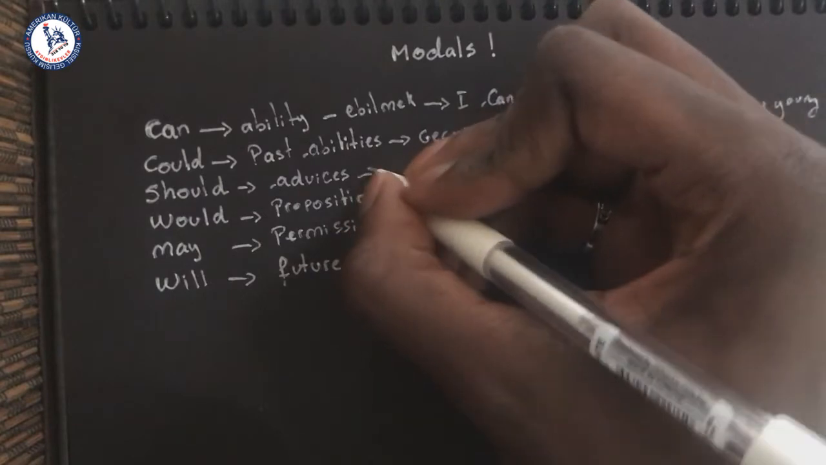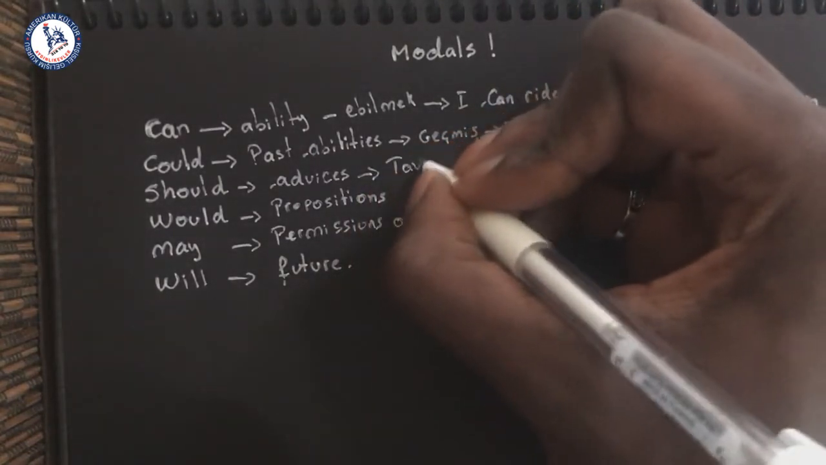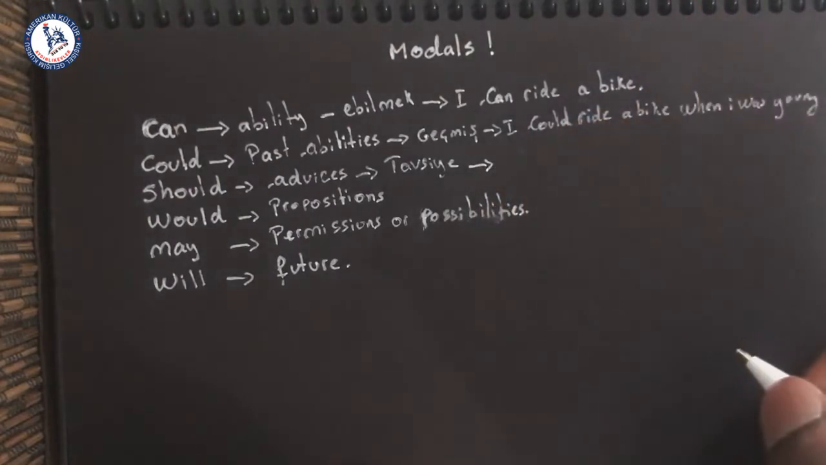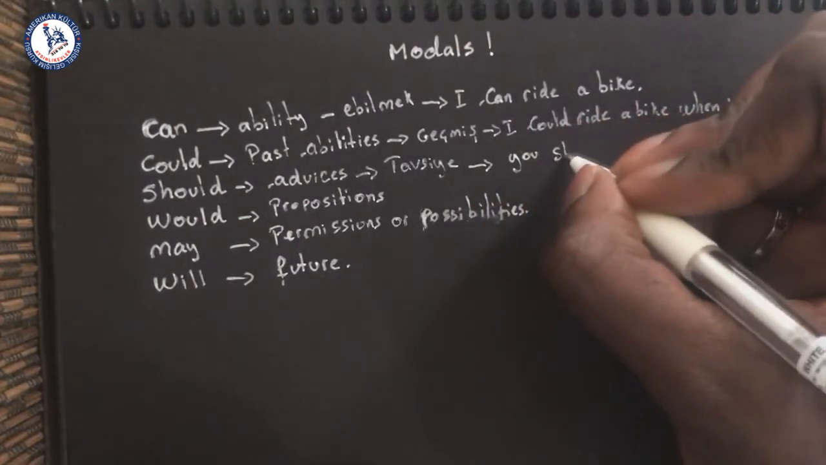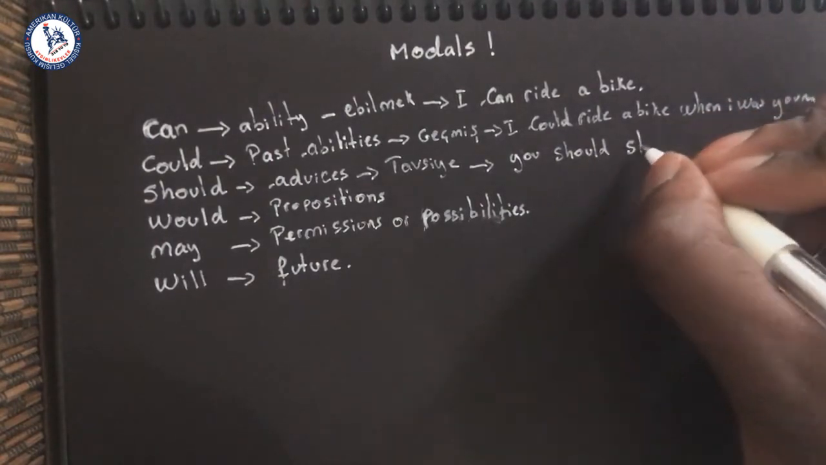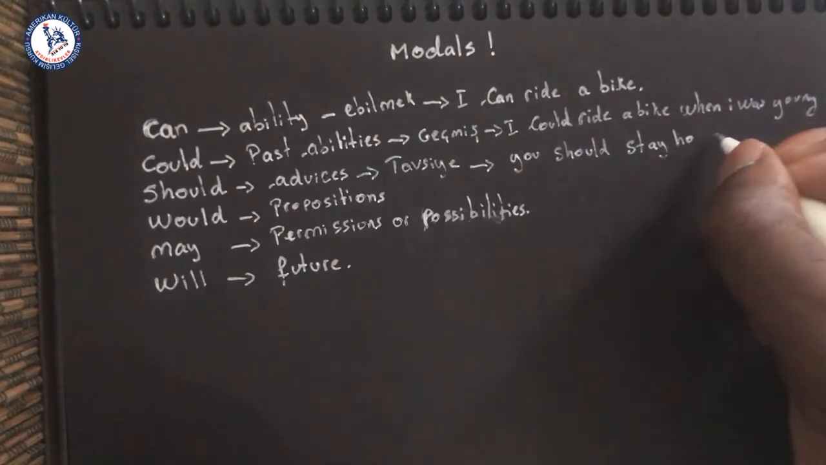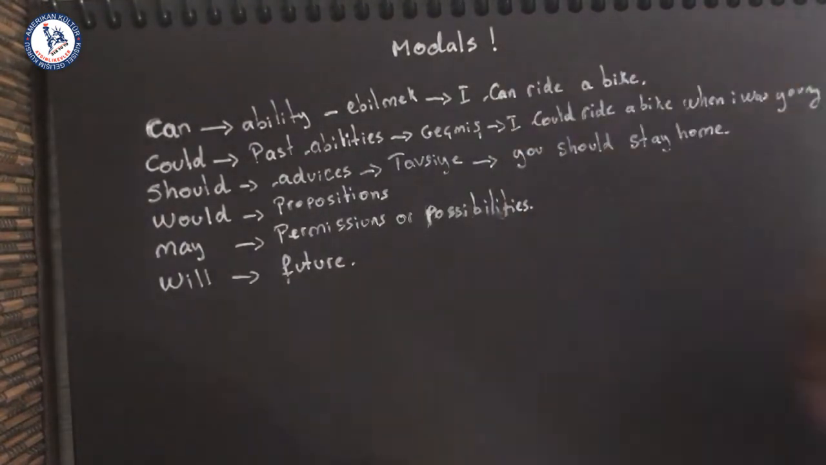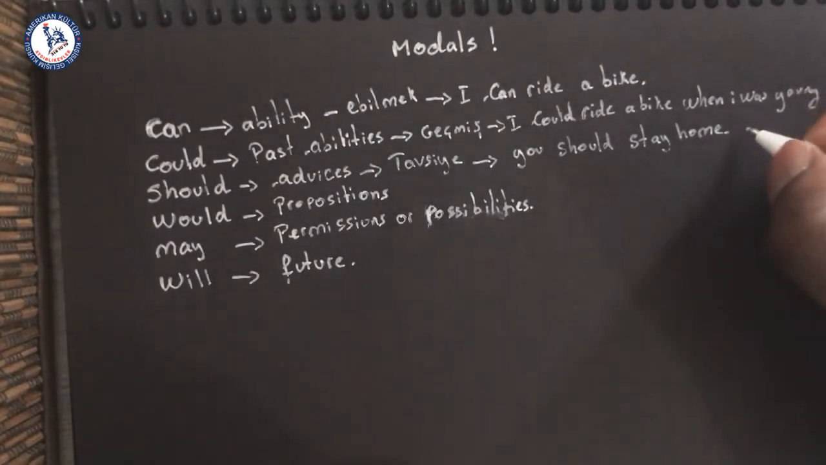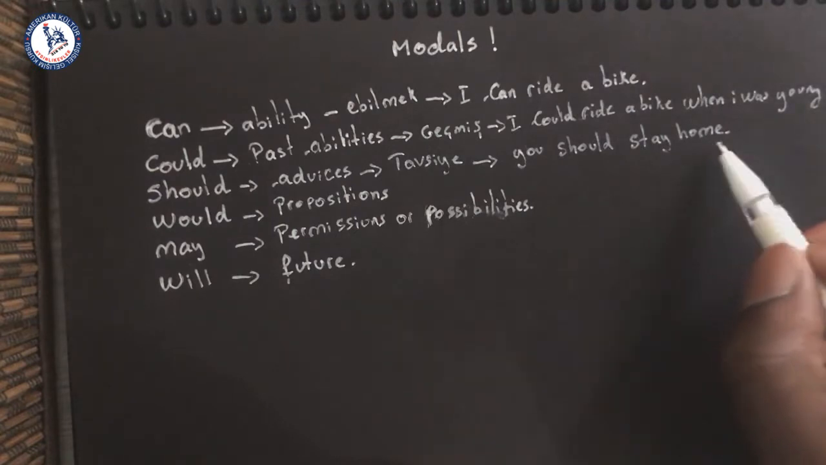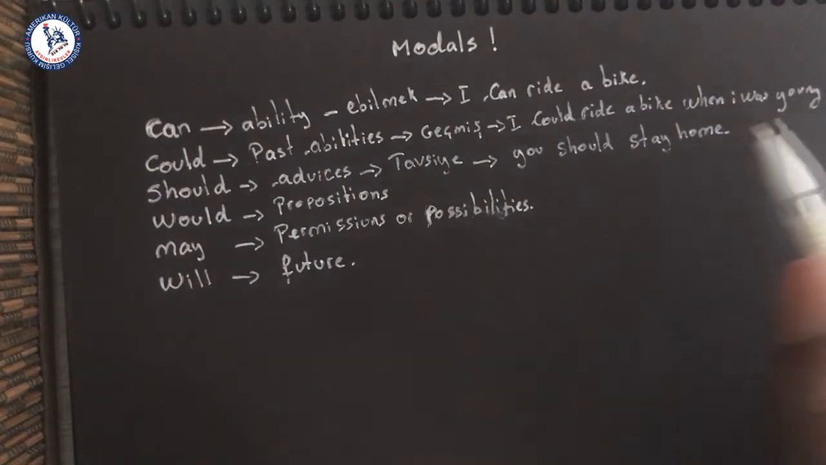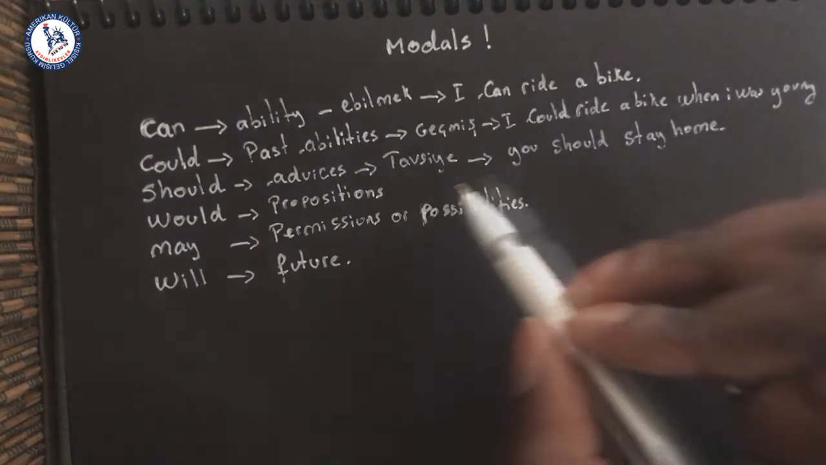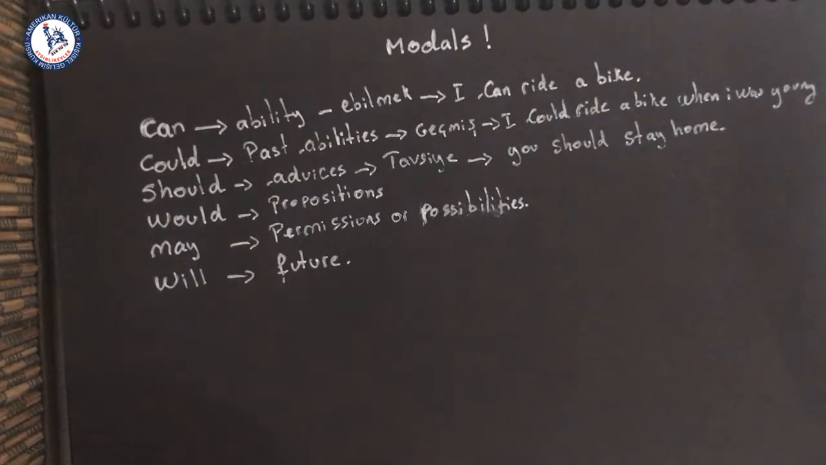Should is used for advice. Advice means tavsiye in Turkish. For example, you should stay home. It means it is better for you if you stay home. In Turkish, you should stay home. Home means ev. Stay means kalmak. You should stay home will be evde kalmalısın. It's a tavsiye. It's an advice.